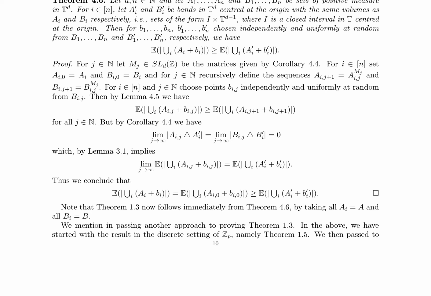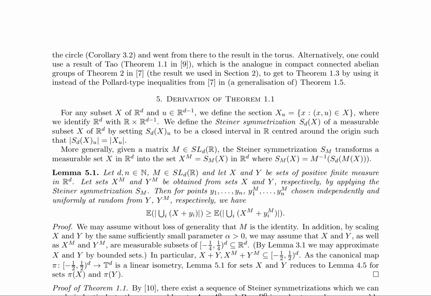Another approach to proving the theorem is also discussed, starting from a discrete setting result. The authors discuss alternative approaches to deriving theorem 1.3, including using Dow's result and Pollard-type inequalities. They then focus on the derivation of theorem 1.1, introducing Steiner symmetrization. For a subset X of Rho and U in Rho 1, Xu is defined as the set of points in X over U. The Steiner symmetrization SD, X, of a measurable subset X of Rho is defined as a closed interval in R centered around the origin, such that SD, X, U, equals Xu.